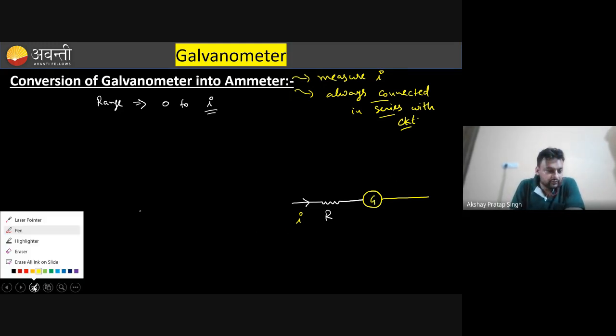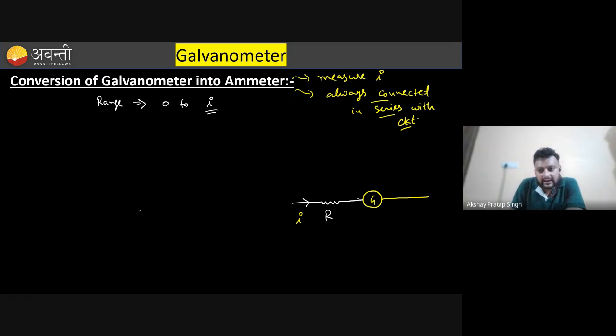Now, to convert it into an ammeter, what I did is connect a very small resistance. Try to listen to each and every word very carefully. A very small resistance in parallel to the galvanometer. This very small resistance is known as a shunt and is denoted by S. So this combination of a galvanometer with a shunt is known as an ammeter.